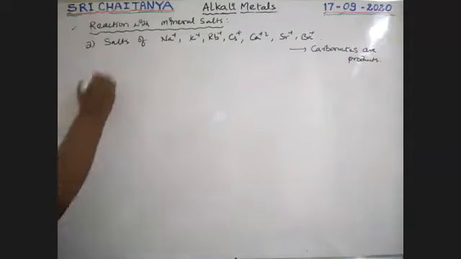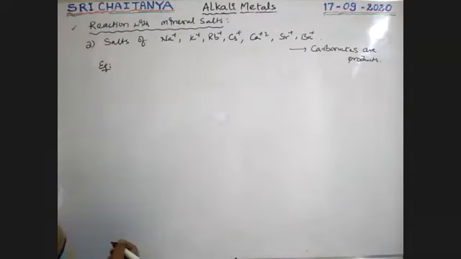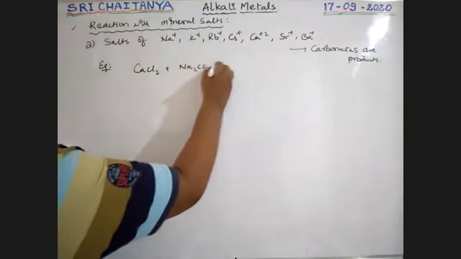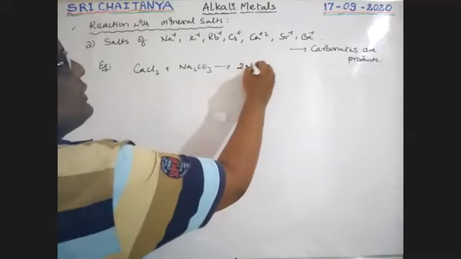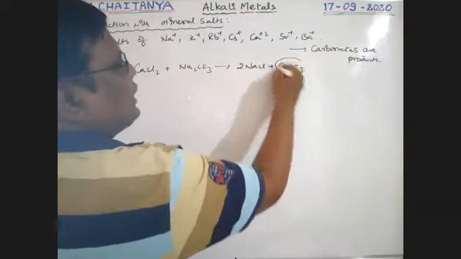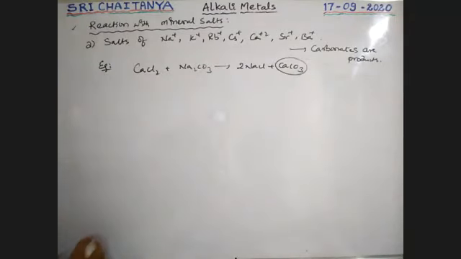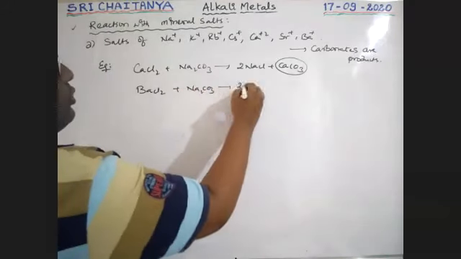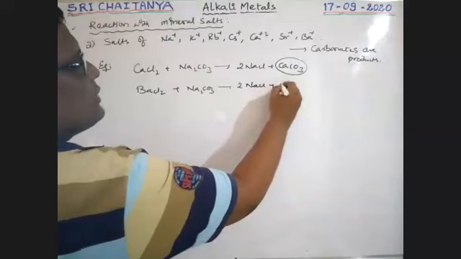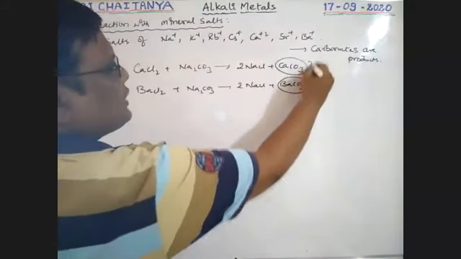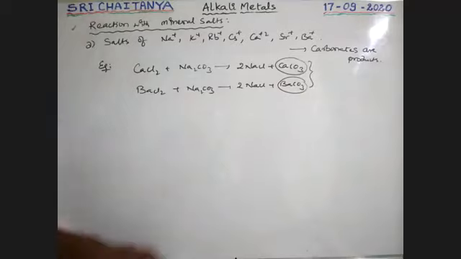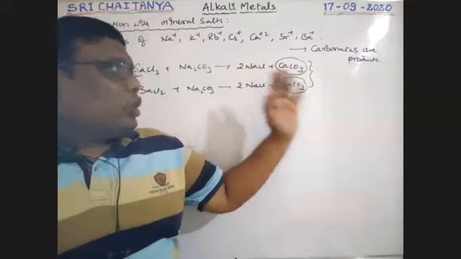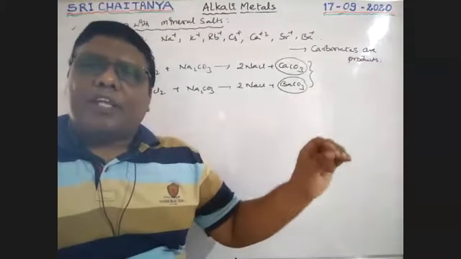See here, let us take an example. I am taking calcium chloride, CaCl2. When it reacts with Na2CO3, that gives 2NaCl plus CaCO3. Calcium carbonate is the product. Like that, barium chloride with Na2CO3 gives 2NaCl plus BaCO3 as the product. So when salts of these metals react with Na2CO3, carbonate is the final product.